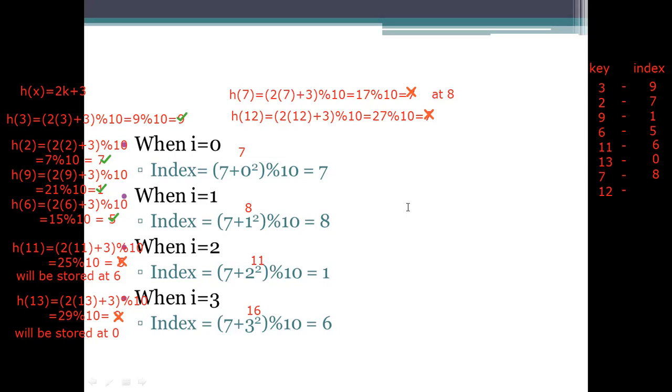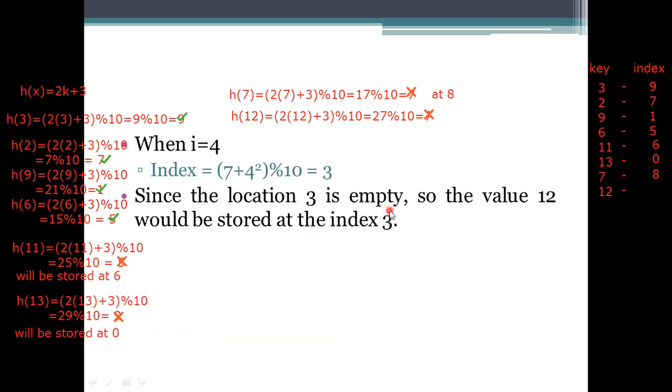So go for another value. Another value means we need to process up to the empty value that we are getting. So here the empty value will be somewhere, and that somewhere has to be found by us. So by that we need to go for another level, when I is equal to 4.